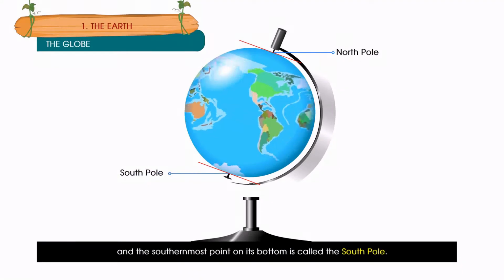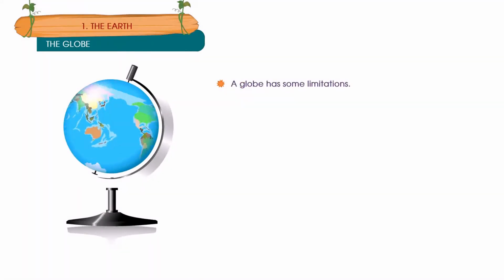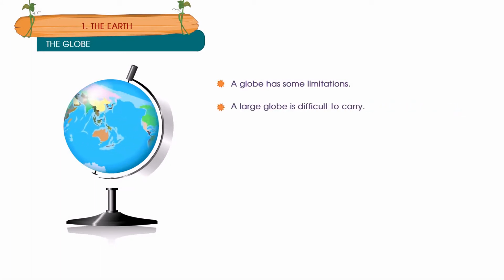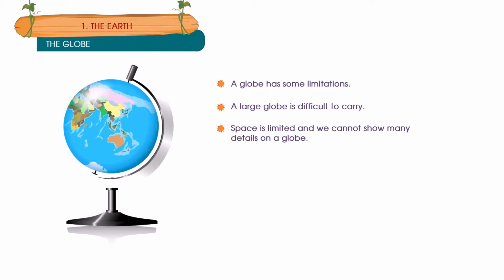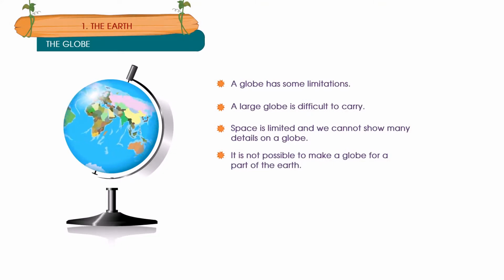A globe has some limitations. A large globe is difficult to carry. Space is limited and we cannot show many details on a globe. It is not possible to make a globe for a part of the Earth. Only one side of the Earth can be seen at one time.